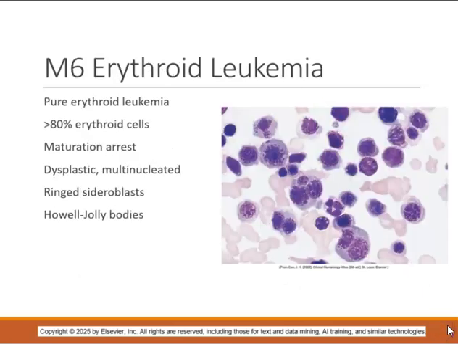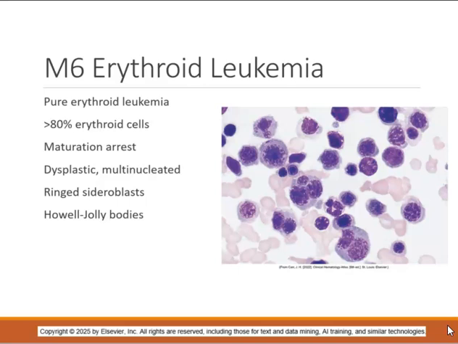M6 is an erythroid leukemia. We can have just pure erythroid. You can see all the nucleated red cells present in there. They can actually be bi- and tri-nucleated, so it's insane. Greater than 80% of the cells we're looking at are erythroid, so we really don't see any of the myeloid side of it.